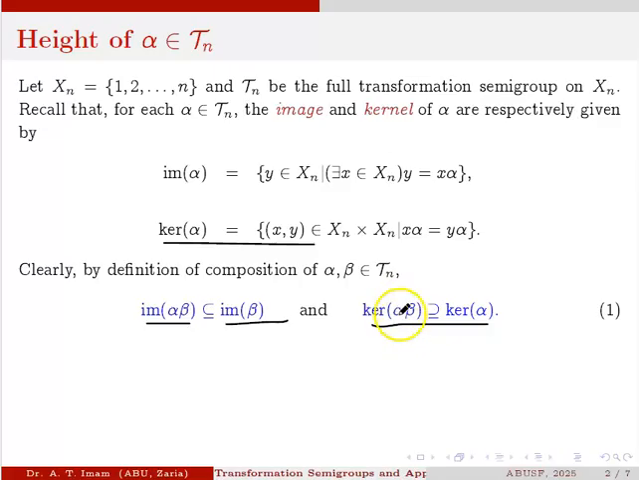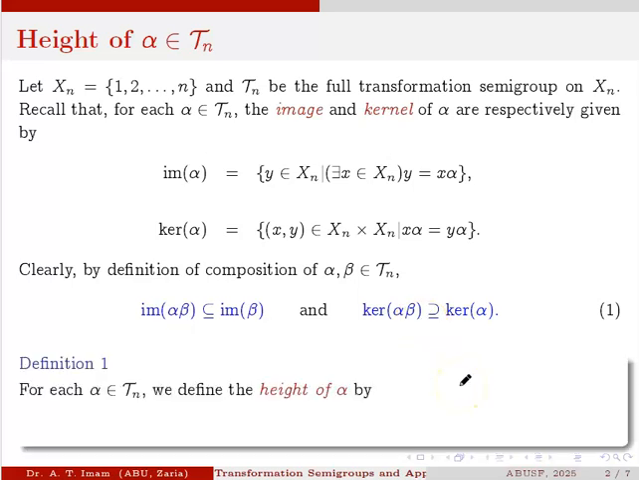So if you compose any two finite full transformations, the kernel of the composite will always contain the kernel of the first factor. This is because of the way we perform composition of mappings. We compose from left to right.